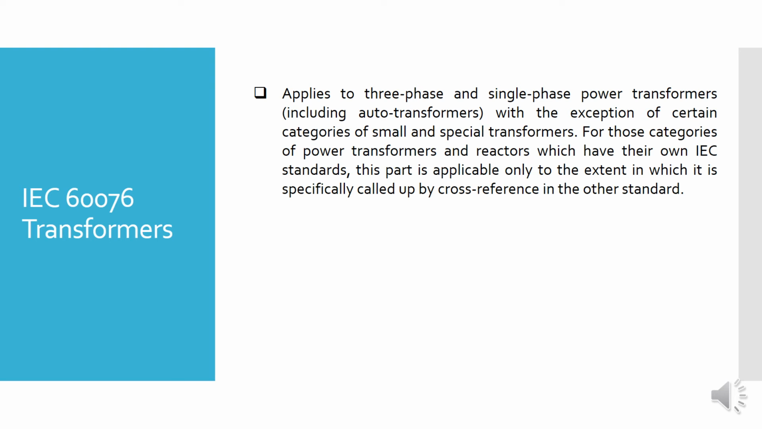Next code is IEC 60076, transformers. This code applies to three-phase and single-phase power transformers, including autotransformers, with the exception of certain categories of small and special transformers. For those categories of power transformers and reactors which have their own IEC standard, this part is applicable only to the extent to which it is specifically called up by cross-reference in the other standard.